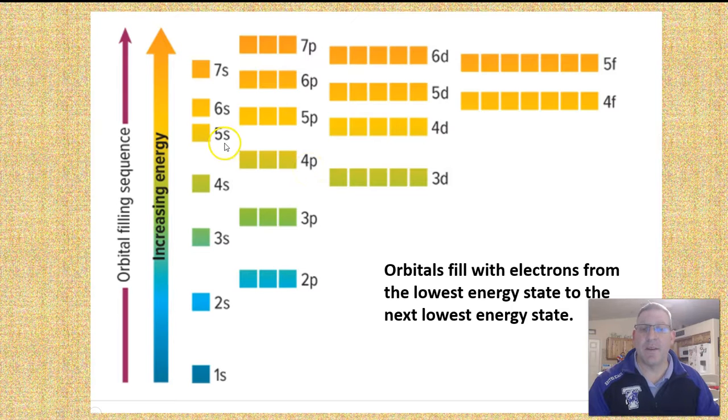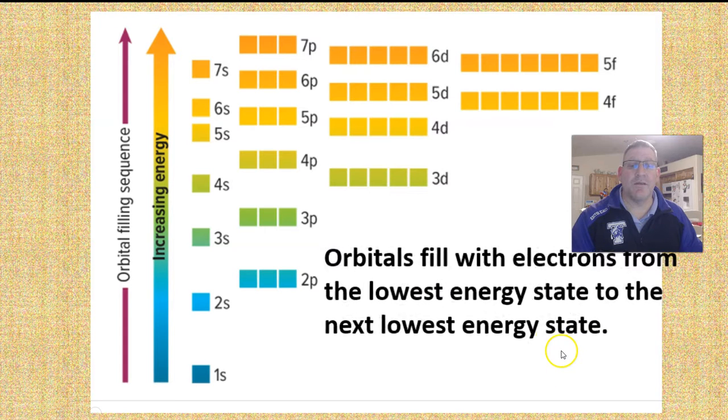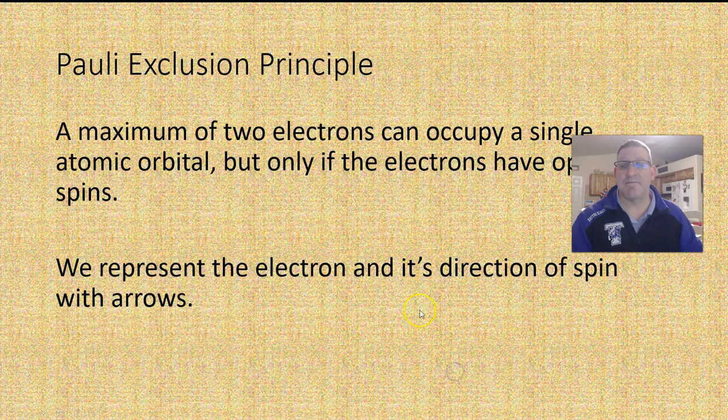the 4p, 5s, 4d, 5p, 6s, 4f, 5d, 6p, 7s, 5f, 6d, and then 7d. If we fill all of these orbitals, that takes 118 electrons, and that's pretty much all that we'll ever need to use. As these orbitals fill, the electrons will go from the lowest energy state to the next lowest energy state.